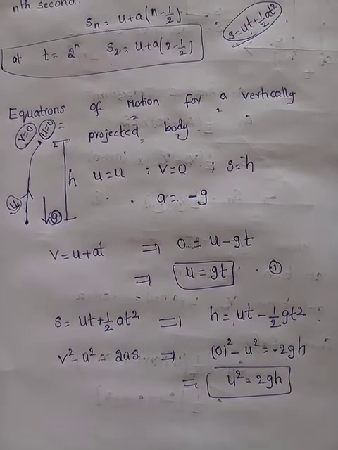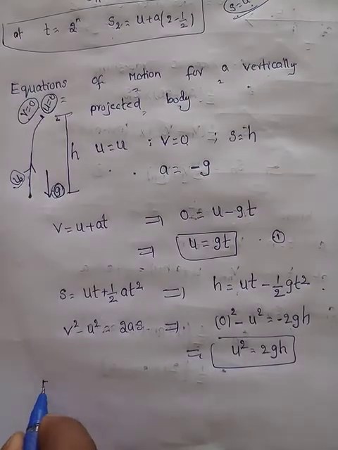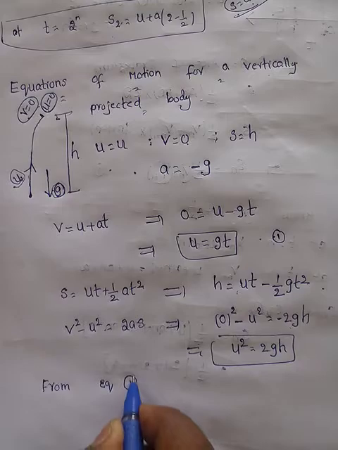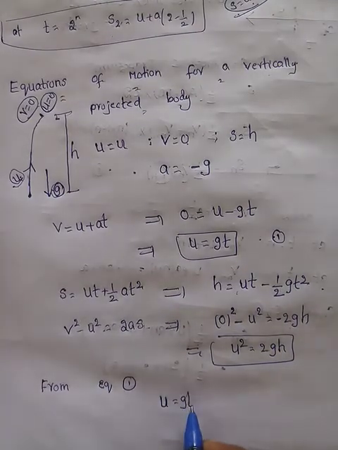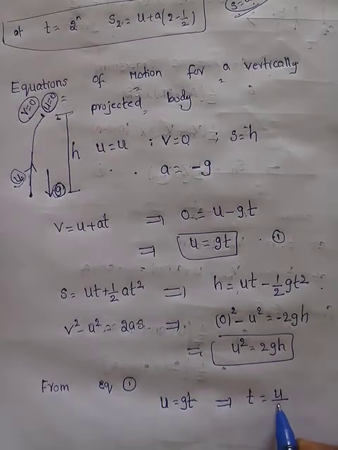Understood? Now in that also, from equation 1 we can get one definition. From equation 1, u = gt. That implies t = u/g.